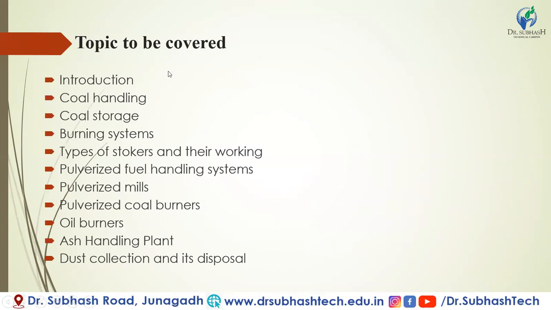In the last lecture we discussed coal handling, handling system, different types of storages, different types of containers, different types of elevators, etc. Now we are going to study the burning system. Before that, we will see the schematic diagram of a thermal power plant.